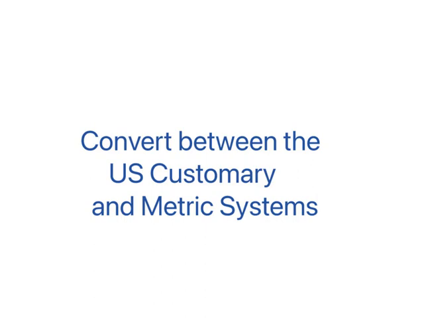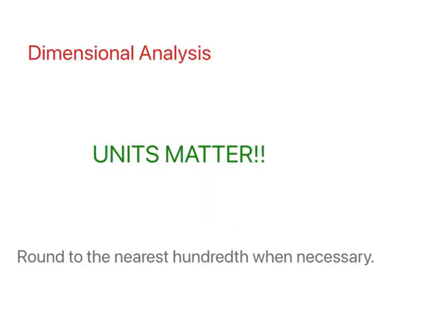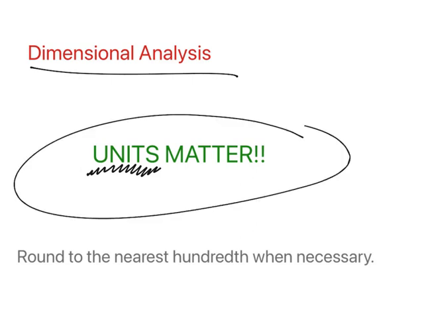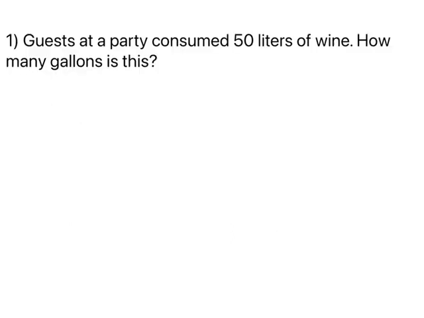We're going to use dimensional analysis to convert between the U.S. customary and metric systems. So first, let's remember that dimensional analysis is when we're going to change values that deal with units, and the units matter. So we have to make sure that when we're setting up these problems, we play with the units. And we are going to round each problem to the nearest hundredth when necessary.